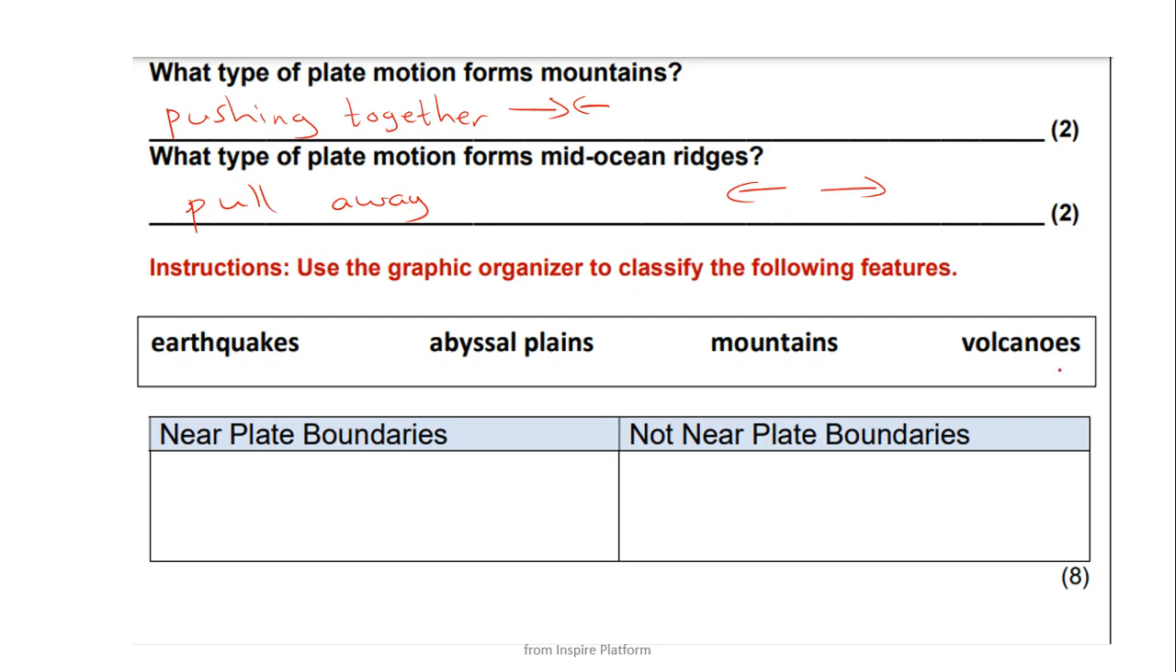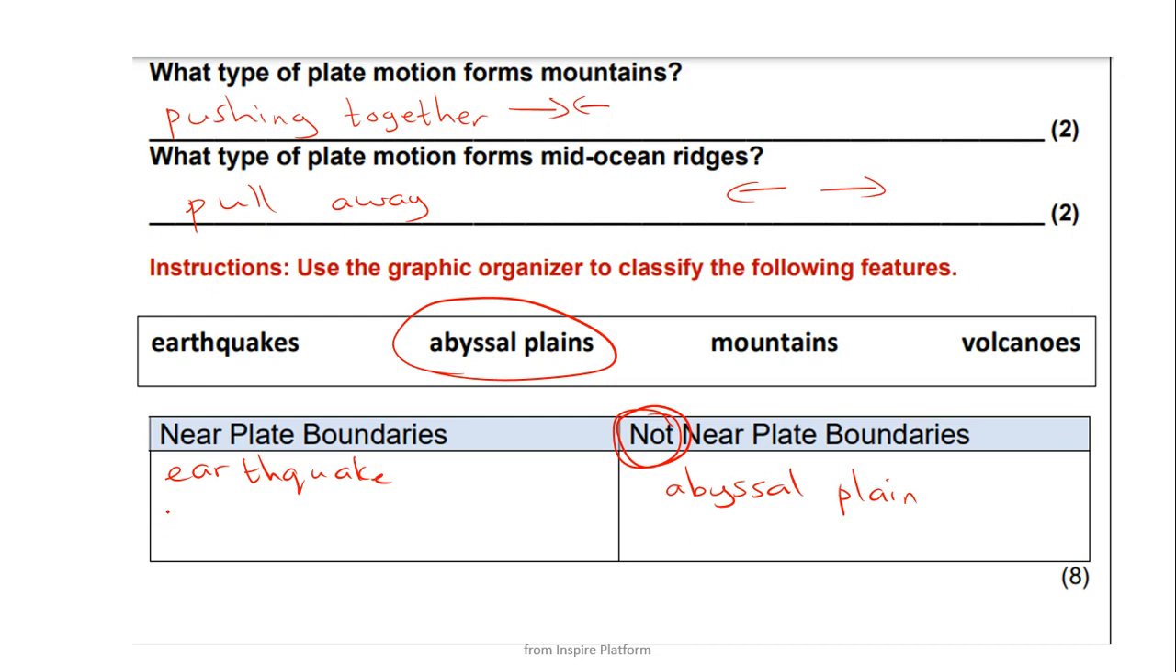Okay, so over here I've mixed up the words. Let's see if we can remember which is the one thing that is not near the plate boundary. The abyssal plain. So the abyssal plain is the only one not near the plate boundary. The other three are near the plate boundary. We get earthquakes, we get mountains, and volcanoes.